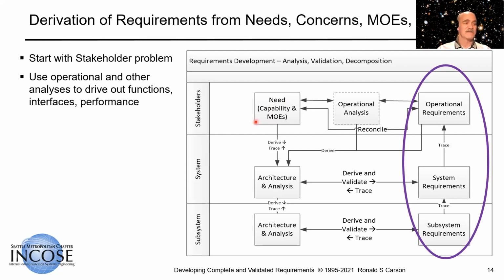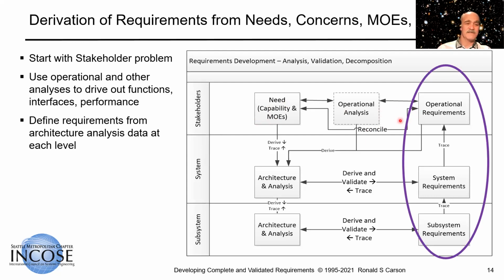So we use our analyses to drive out the functions, the interfaces, the performance, and then we define the requirements at each level from the analysis. So this top level is indicated this way because sometimes you get requirements and you have to reconcile those to other statements of needs, like a concept of operations. So I put reconciliation up here for the condition when it's not actually derived, but at each of the other levels, left to right, we derive the system requirements from the architecture and analysis.